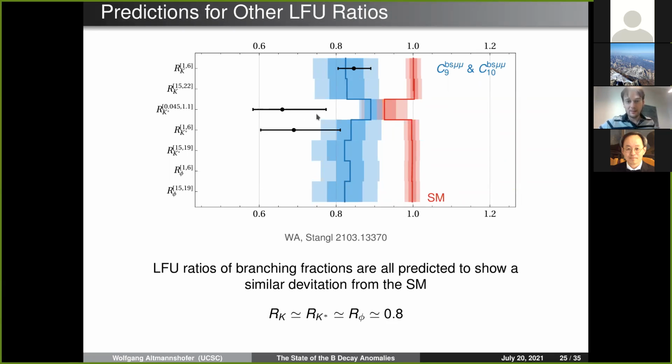And in all those cases, one roughly finds that the new physics prediction is that all those ratios should be around 0.8 or so. And what is shown here are the current measurements of Rk and Rk star, and it will be very interesting to see how those measurements will move with more data, and really very interesting to see how measurements, for example, of R phi will line up in this plot here.